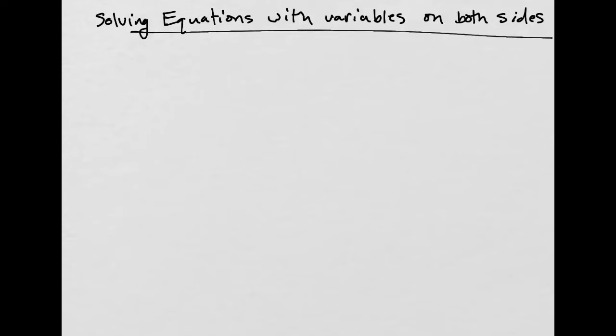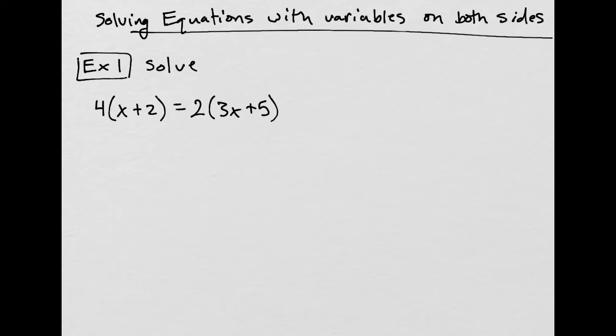So here we're going to look at solving equations with variables on both sides. That means both sides of the equal sign. So there will be variables over here and variables over here. So here's the first example. I suggest you pause it so you can copy it down if you're trying to understand from these videos.